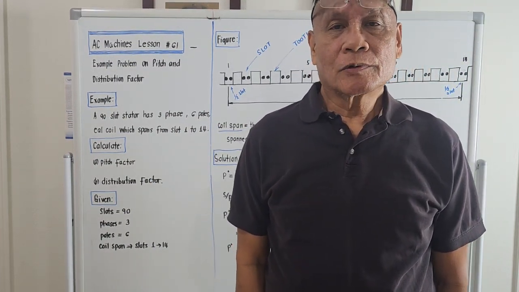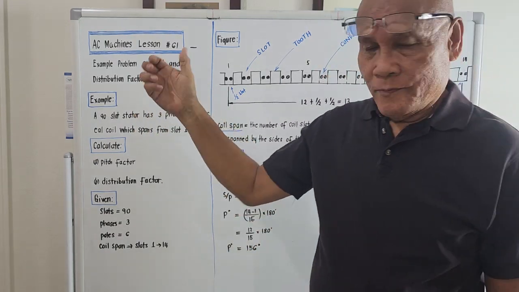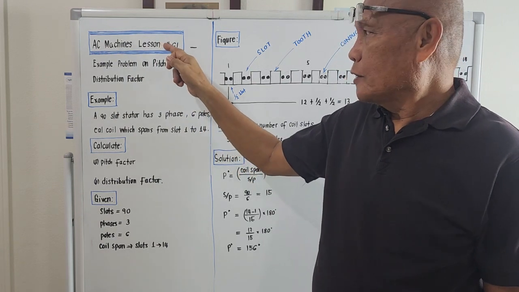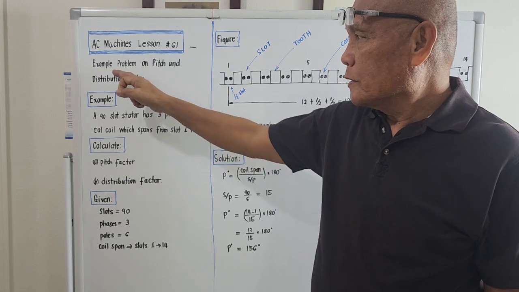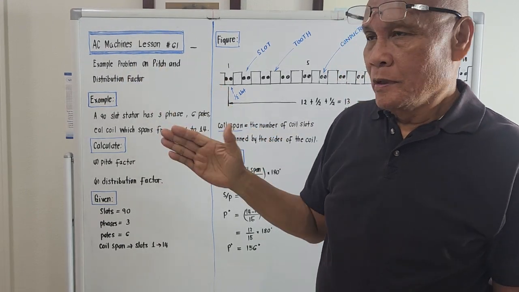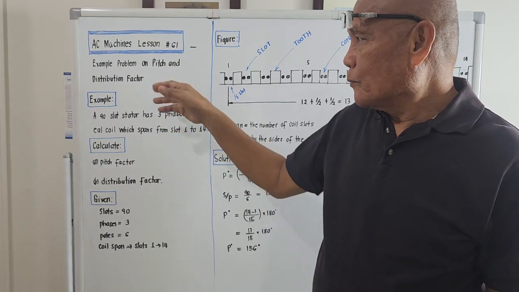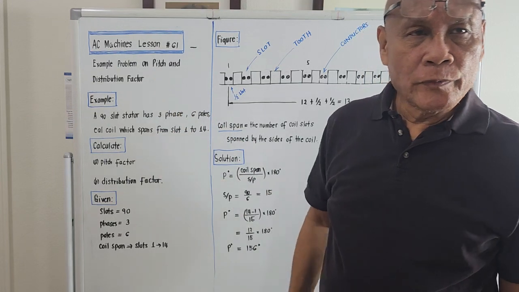My topic for tonight will be a continuation of my subject matter AC machines, and I am now on lesson number 61. The title of the topic will be example problem on the computation of the so-called pitch and distribution factor.